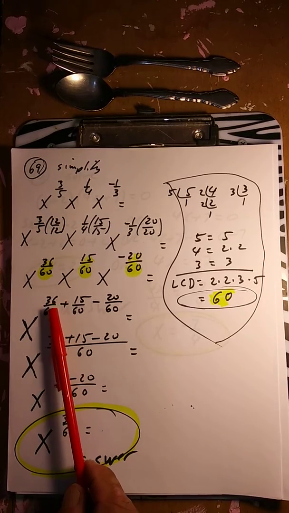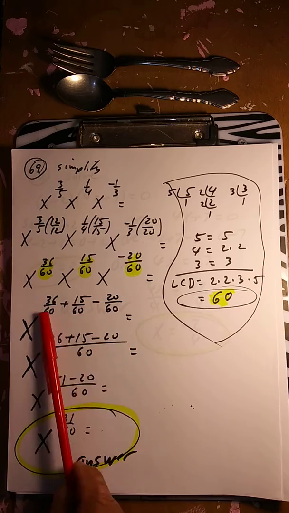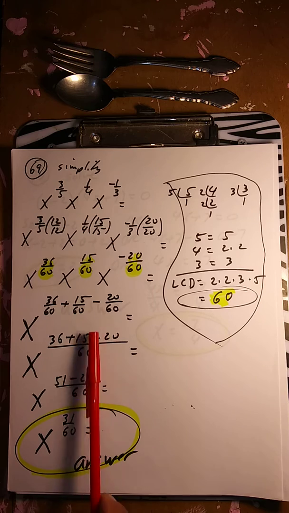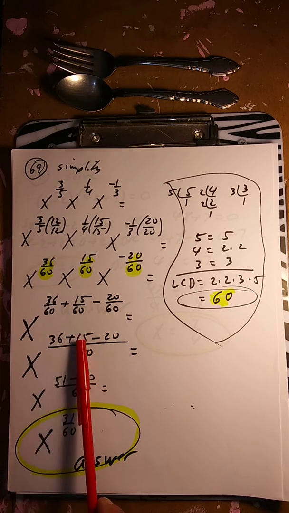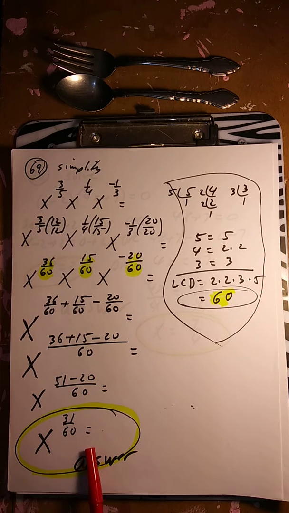X to the 36 over 60 plus 15 over 60 minus 20 over 60. All these right here together, putting one big fraction, 60, 36 plus 15 minus 20. And this is going to give you, that one now is 51 minus that, and that's going to be 31 over 60. X to the 31 over 60.